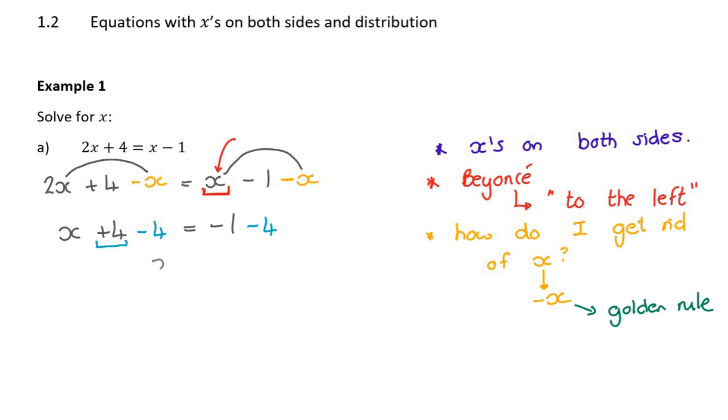Now this isn't the only way to write it down. So you don't have to write it the way I'm writing it. Lots of people don't actually show the subtracting x on both sides. So I just like writing it like this when we're getting used to it. So in a couple of examples' time, I'll show you the different ways that you can write it out if you want to skip some steps.